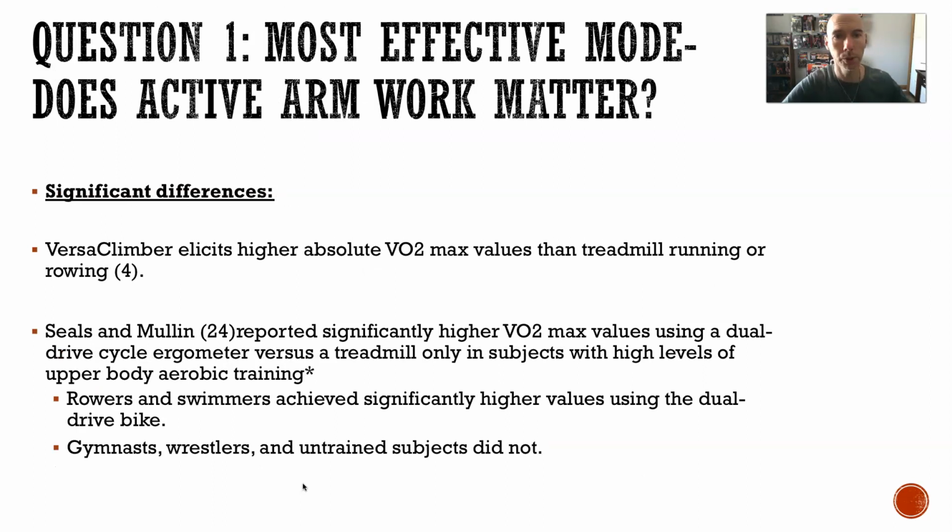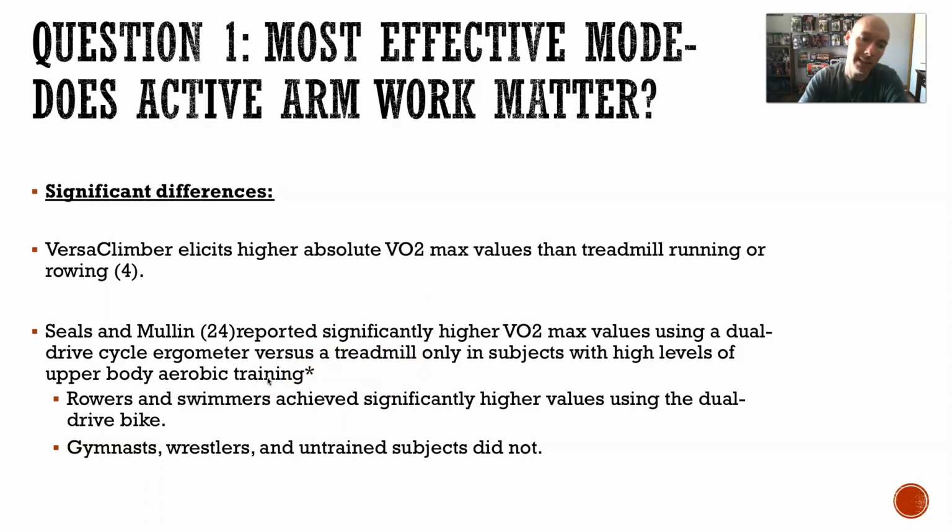Just to go on to some more information about the mode. The Versa Climber was found by another study to get higher VO2 max values than the treadmill or rowing. Okay. And then a second group, Seals and Mullen, found significantly higher VO2 max values using the dual drive cycle ergometer versus a treadmill, only when people were already upper body trained.